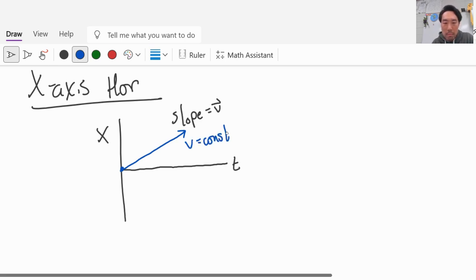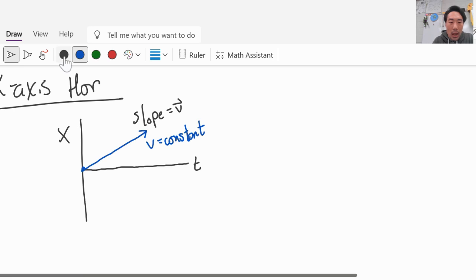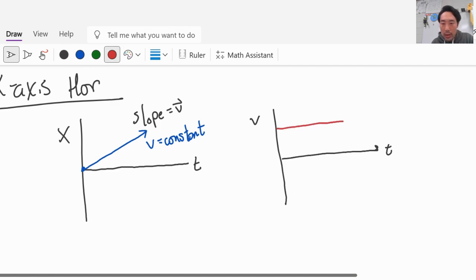And this is a big idea for this part of the unit. All right, so with that being said, if we were to go from a position time to a velocity time graph, okay, our velocity is constant. I'm just going to make up a velocity value. So it's a constant horizontal velocity.